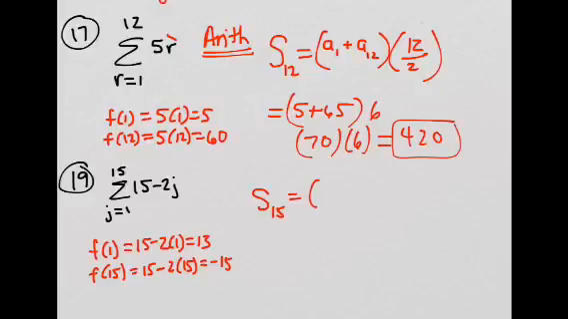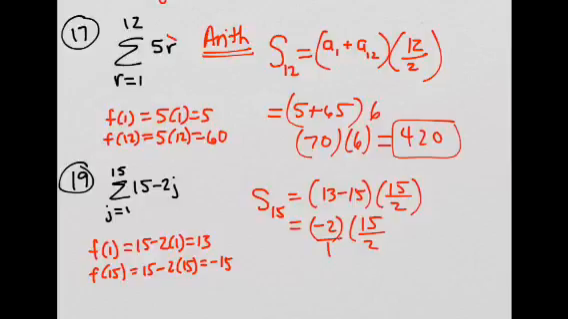So 19 is very similar to 17. It's arithmetic. Again, it has the same format as a linear function right here. It's a linear function, so we know that it's arithmetic. I found the first number and the last number, f of 1 and f of 15 right here. So I'm going to add 13 minus 15, and we're adding 15 together over 2, so this gives me negative 2 times 15 over 2, so remember it's 2 over 1, right? So then that means that the 2 and the 2 cancel, and the answer is negative 15.